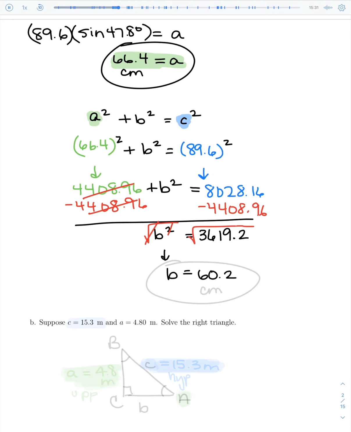And again, remember this is a side, so that's in centimeters like the other two sides. But that is how we've solved our entire right triangle, because now we have all three angles and all three sides figured out. That's what it means to solve a right triangle.